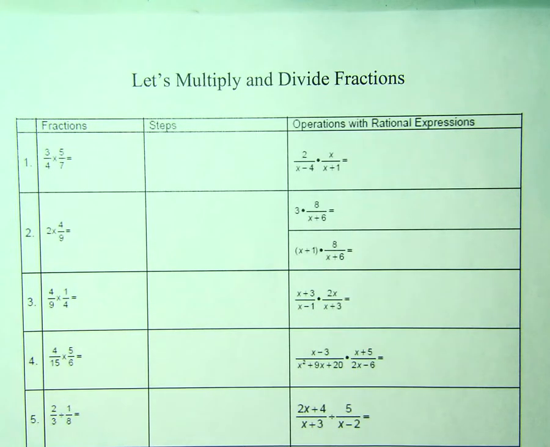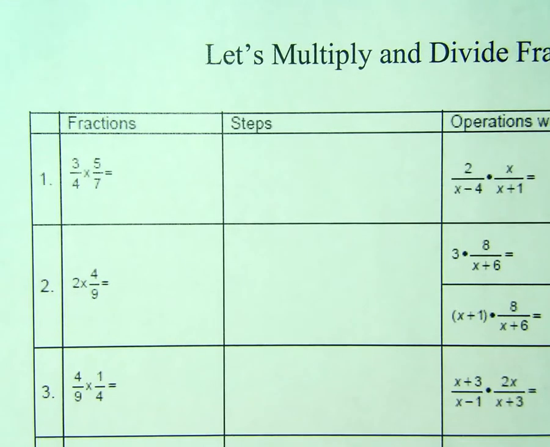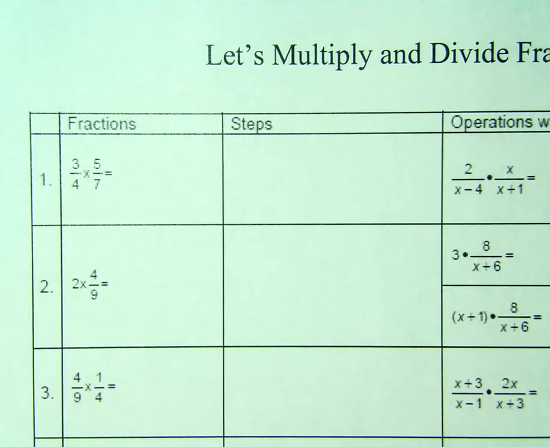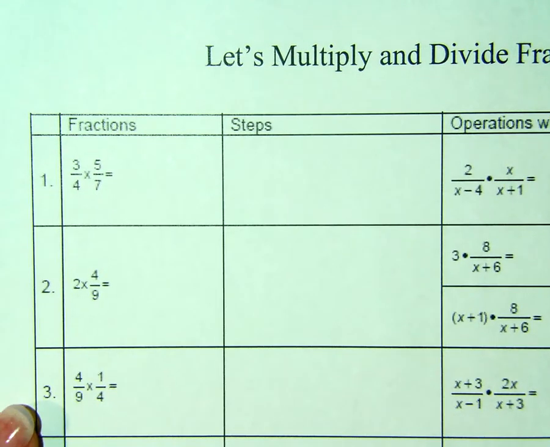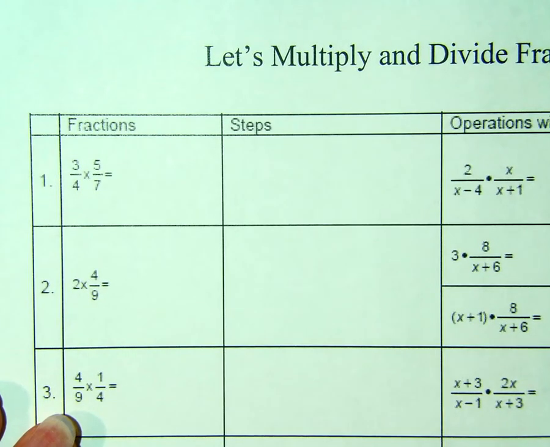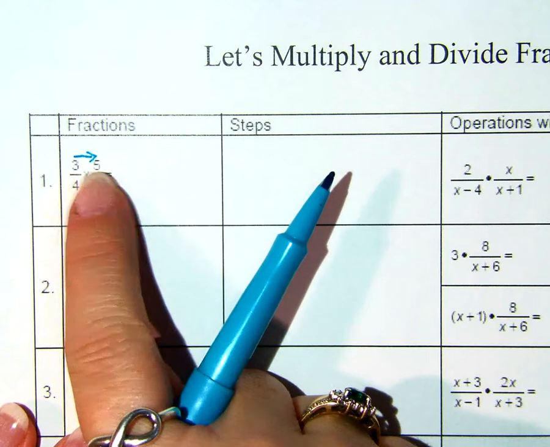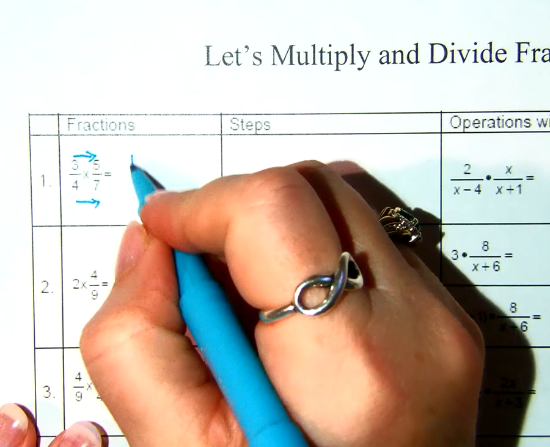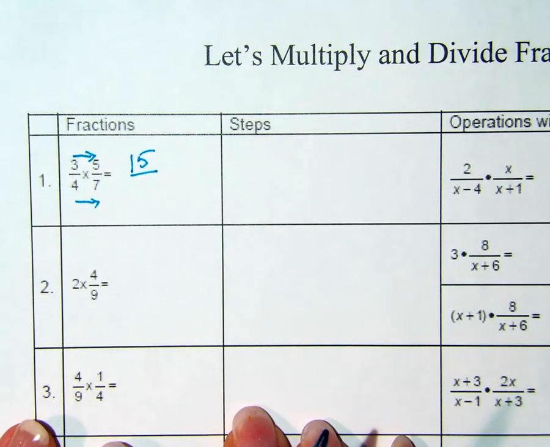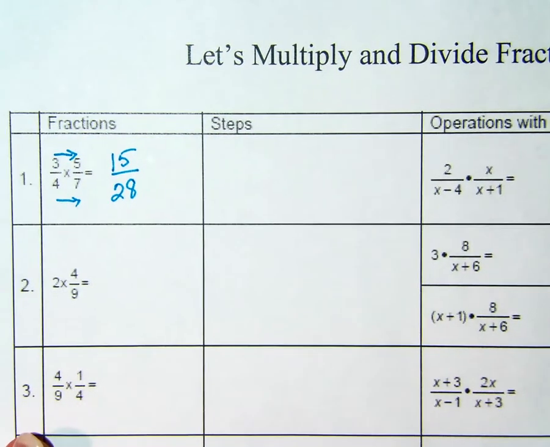Simple, right? Okay, so look at the very first problem. Let me zoom in, not out, in. All right. 3/4 times 5/7. What action is it asking me to take? Multiplication, right? It's asking me to multiply. How do I multiply fractions? Yeah, that's exactly right. Straight across the numerator and straight across the denominator. What is 3 times 5? 15. What is 4 times 7? Perfect. 28.